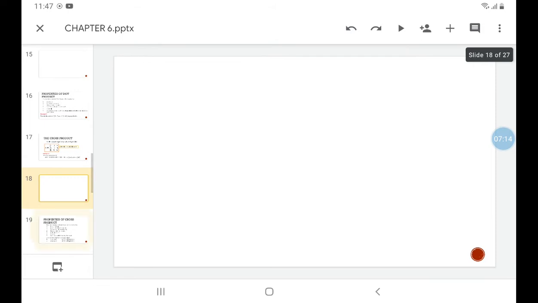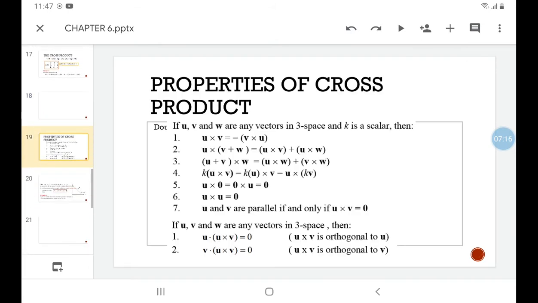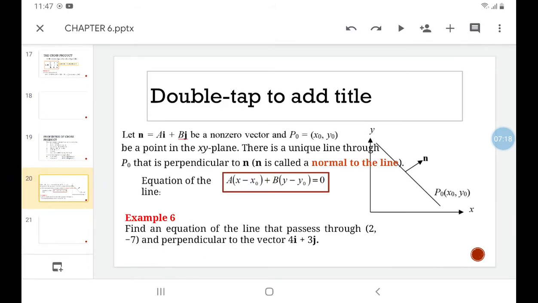Okay, so now this one we have. Okay, so now this is an equation of the line. I know it doesn't make much sense except when we try to do the example for this, right?